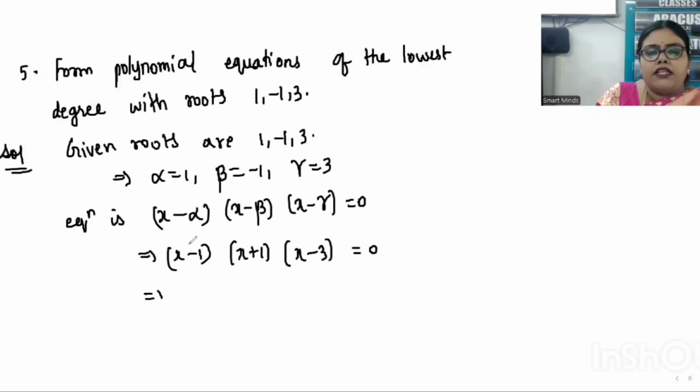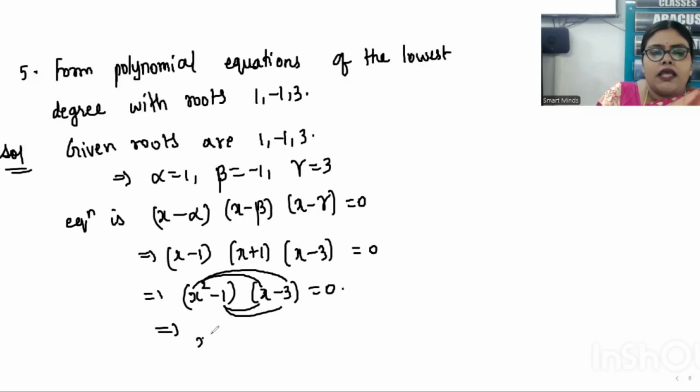Now multiply these two brackets. You can see the first two brackets are in the form a minus b into a plus b. So that is a square minus b square into x minus 3 is 0. Now multiply these two brackets. This into this, this into this, this into this, this into this. x cube minus 3x square minus x plus 3 is 0. So this is the cubic equation which is required.